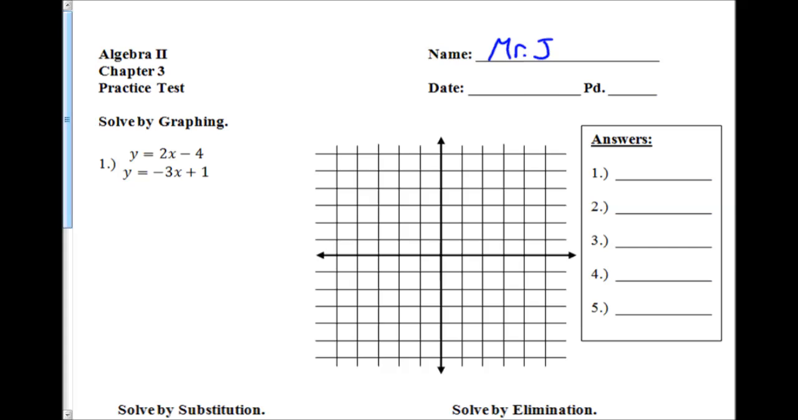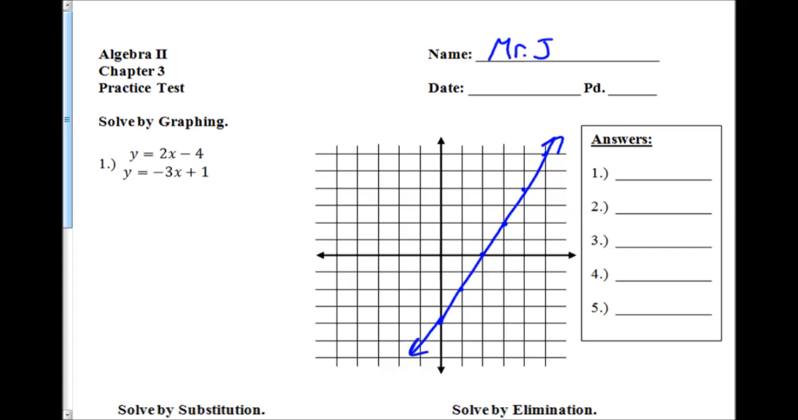If we look at this first one, it's just asking us to solve by graphing. Whenever we're solving a system of equations by graphing, all we're going to do is graph it and find out where these two things intersect. This first one has a y-intercept of -4 and a slope of 2. Just up 2 over 1, up 2 over 1. Draw the best line that I can. And remember, when you're graphing to solve these things, we want it to be as accurate as possible.